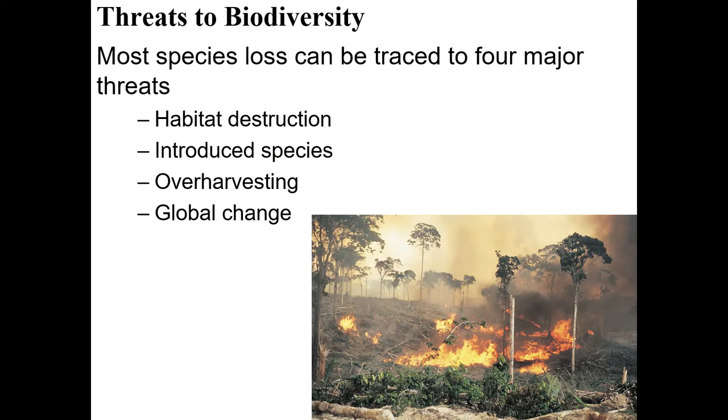Okay, so now what we're going to do is look at the threats to biodiversity. The number one threat to biodiversity that you need to know and memorize for AP Bio is habitat destruction. There are many different threats to biodiversity: introduced or alien species, invasive species, overharvesting, global climate change, but habitat destruction is what you should memorize as the number one threat to biodiversity.